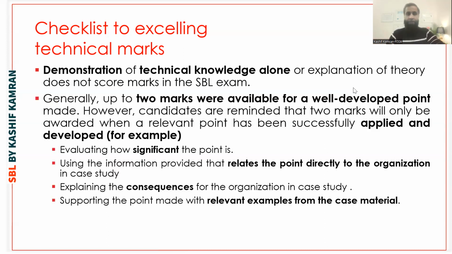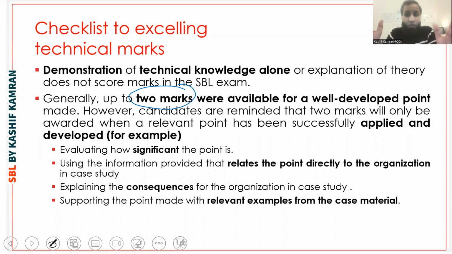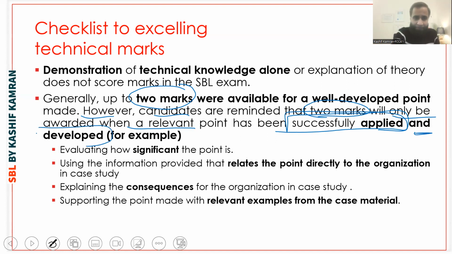That's number one. Number two, generally, up to 2 marks are available for each well-developed point in SBL. But how would you fetch these 2 marks per well-developed point? However, candidates are reminded that the 2 marks will only be awarded when a relevant point has been successfully applied and developed. You will get 2 marks, but you have to do two things. Number one, it has been successfully applied, and number two, it has been developed.